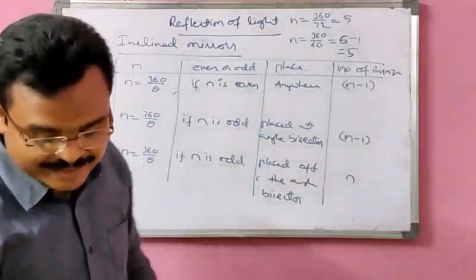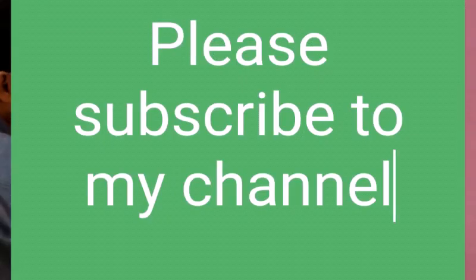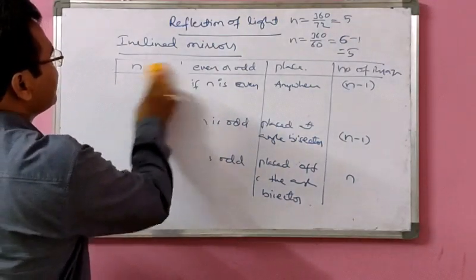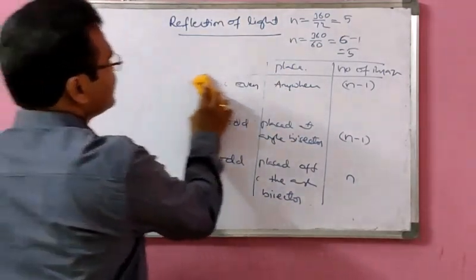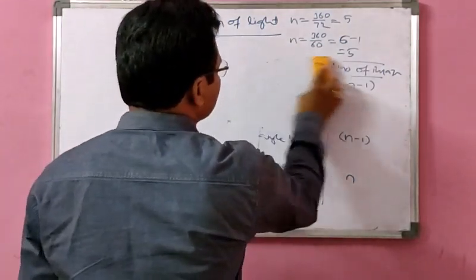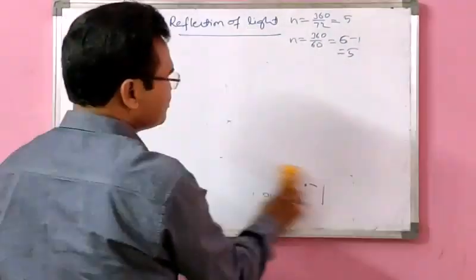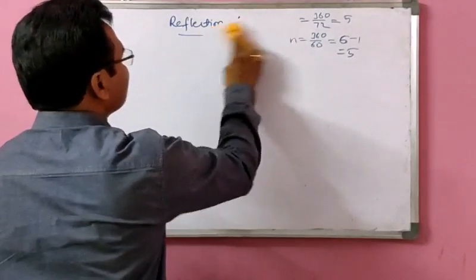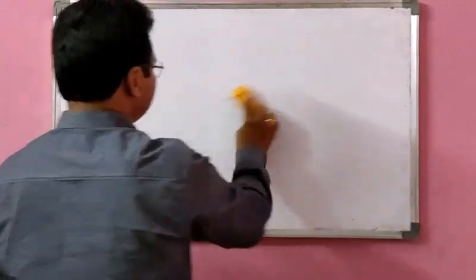So this is the criteria of inclined mirrors and the number of images formed here. You should keep this in mind. Simply 360 by theta, and if it is odd, keep it as it is. If it is even, subtract 1. That is the old criteria. But here you have to keep in mind where the object is placed, whether on the angle bisector or off the bisector.